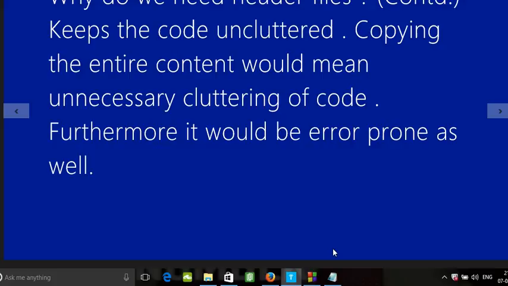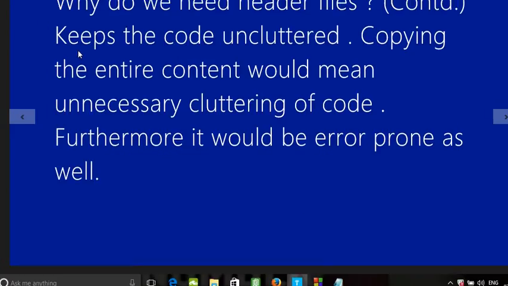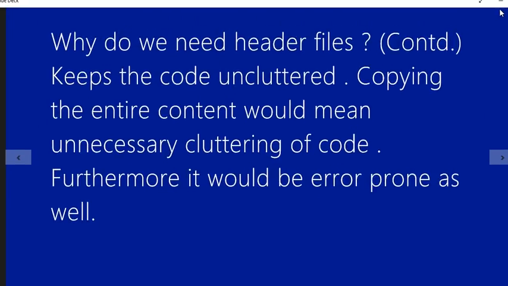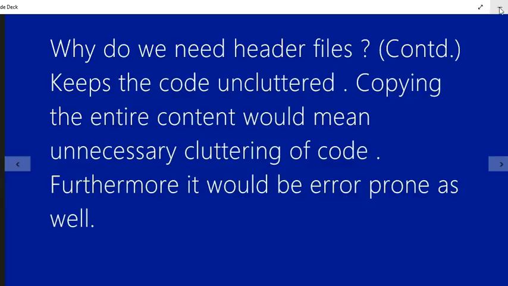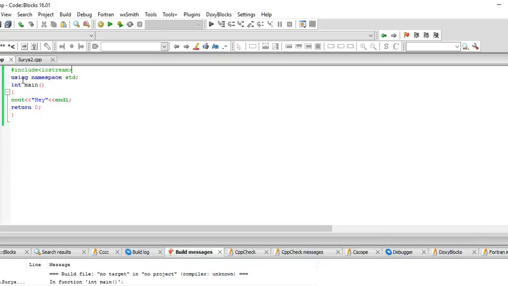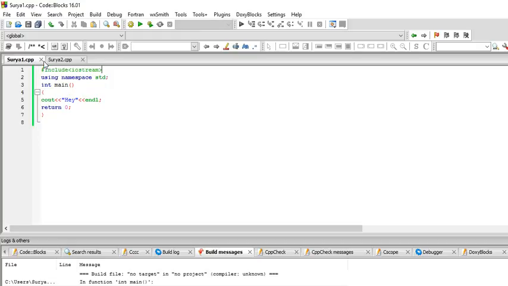Why else do we need header files? They keep the code uncluttered. How does this manage to keep the code uncluttered? Suppose instead of writing #include <iostream>, we were to copy the entire code over here. What would be the problem? The problem is very simple. The code would become too lengthy, and it is none of our concern.